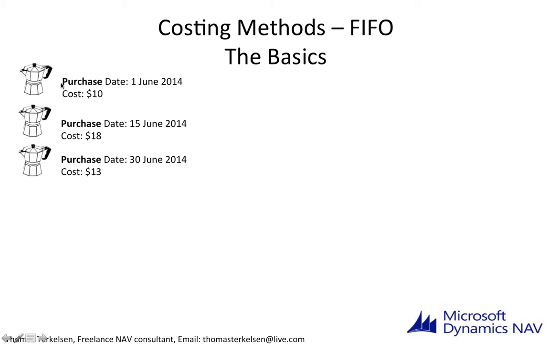So the outcome of these 3 purchases is that the company has 3 coffee makers on inventory, and the first one cost 10, the second is 18, and the third one was for $13. So the inventory value before we make a sale, because we've only bought here, is the value of these 3 purchases, a total of $41. So the average cost of these coffee makers is about 13, 15, something like that.